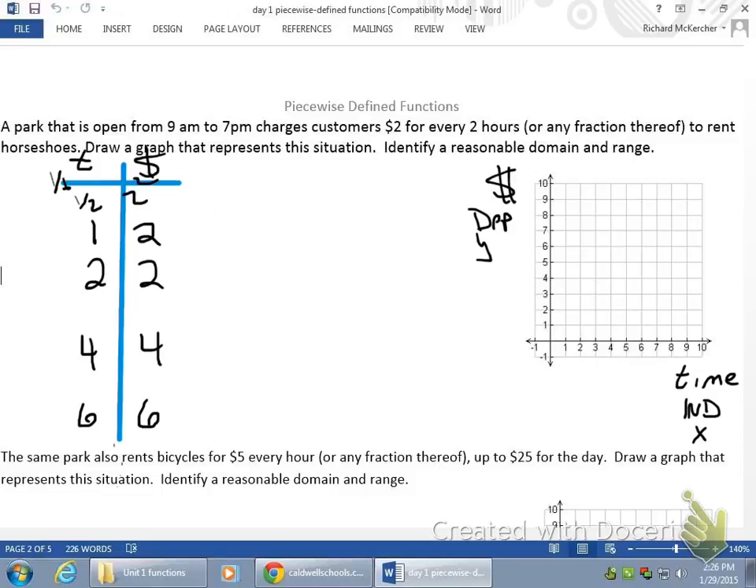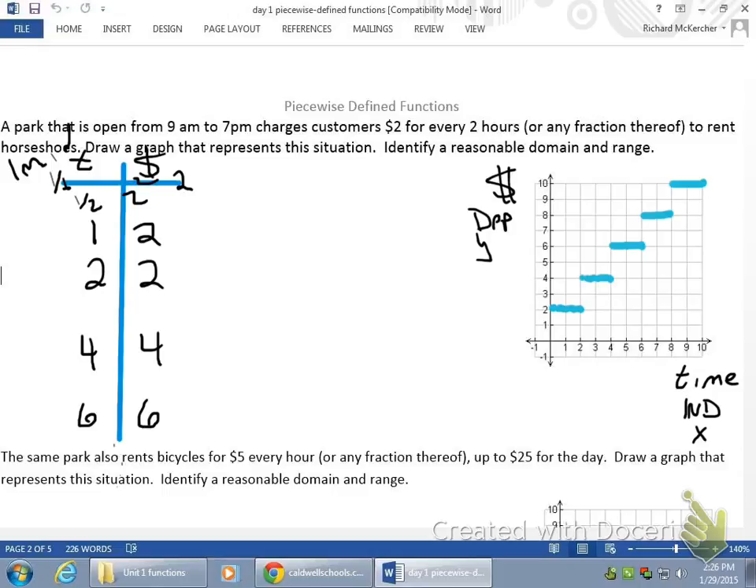Let's see what it looks like on the graph. Even if I put in 1 minute, it's $2. So you can tell over on the graph that 2 is 2, okay, 1 is 1, and you can see all of those little individual pieces. At 4, it jumps up there. At 6, all right. So you can see that it kind of creates what we call stairs or steps.